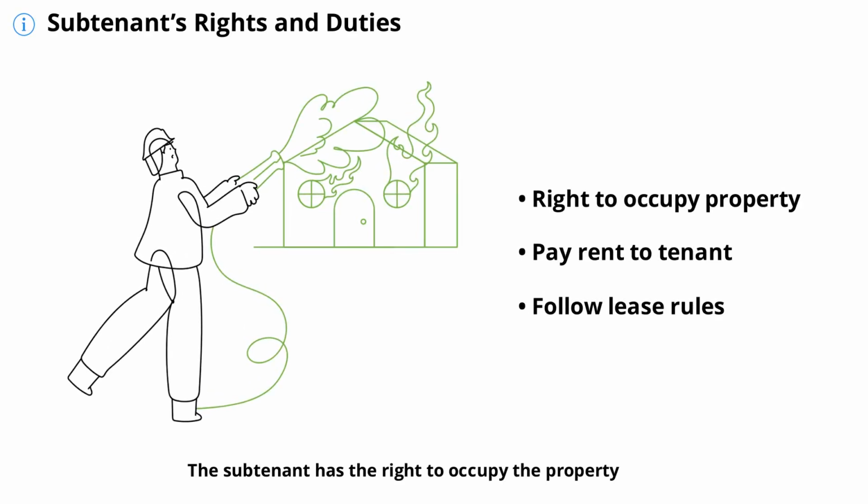The subtenant has the right to occupy the property and use it as outlined in the sublease agreement. They must pay rent to the original tenant and follow the rules set in both the sublease and the original lease. The subtenant should also take care of the property and report any issues promptly. If the subtenant violates the agreement, they can be evicted by the original tenant, who is still responsible to the landlord.